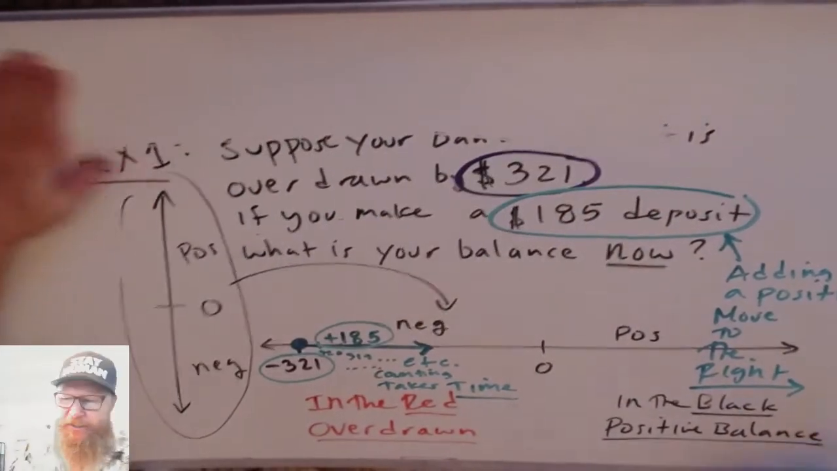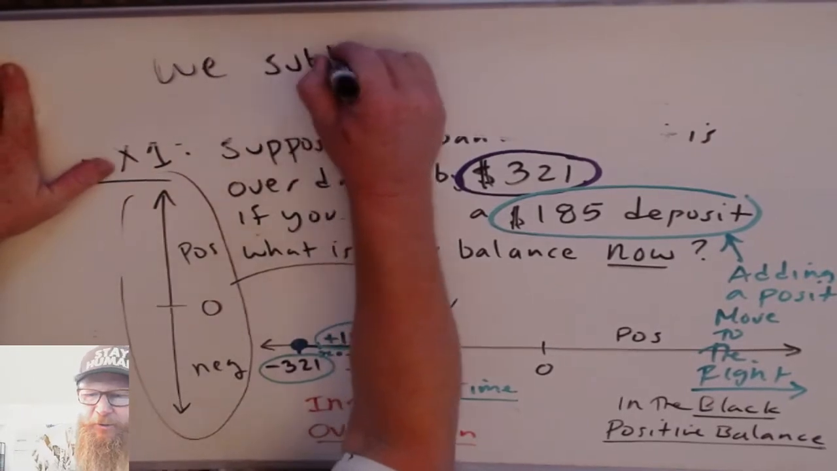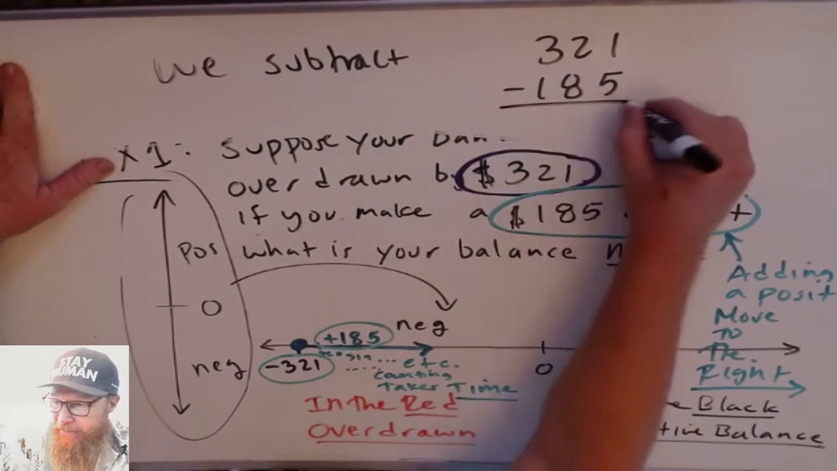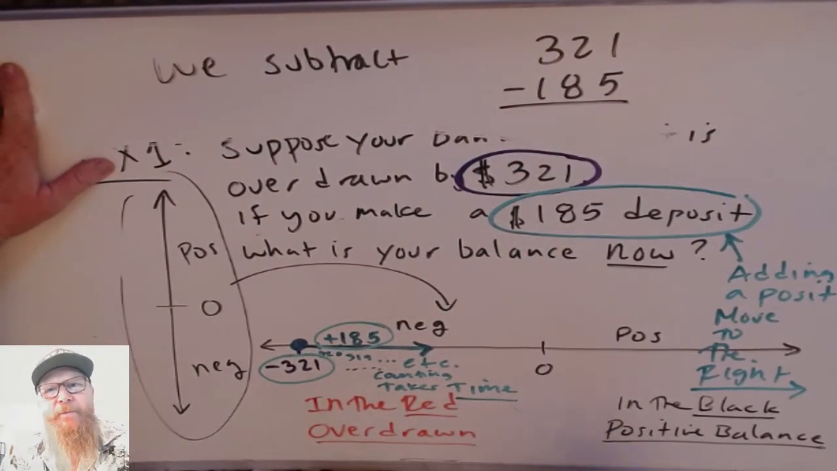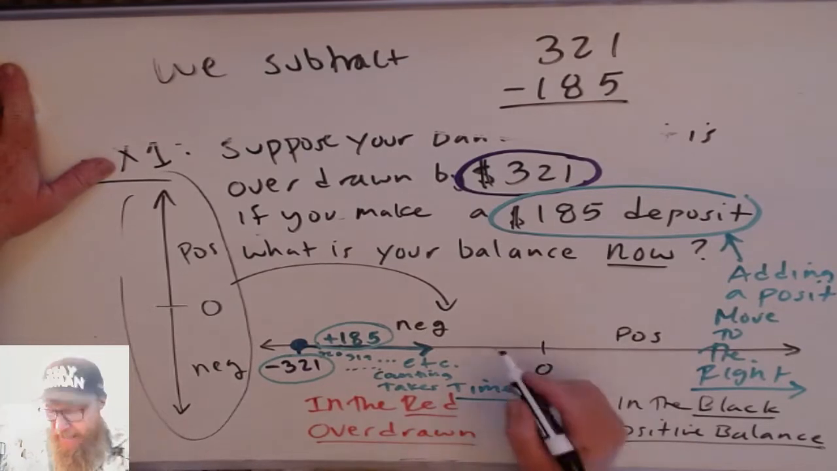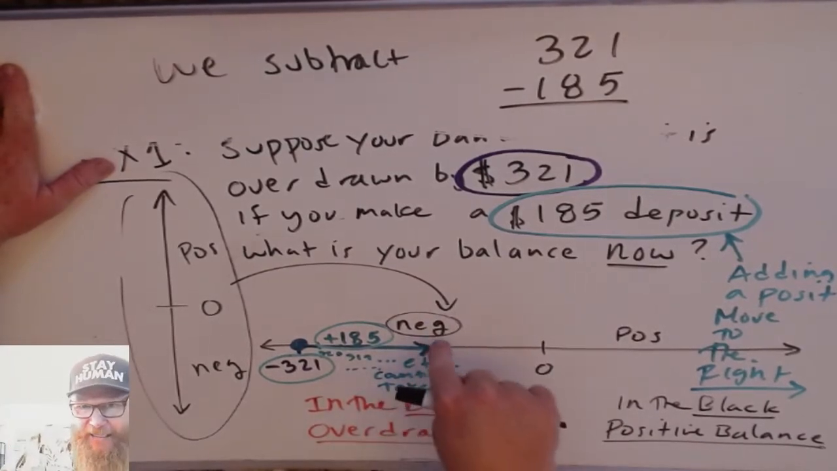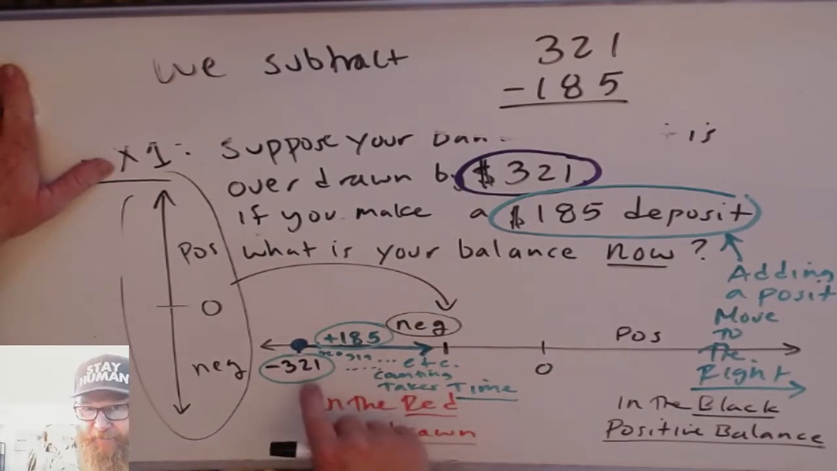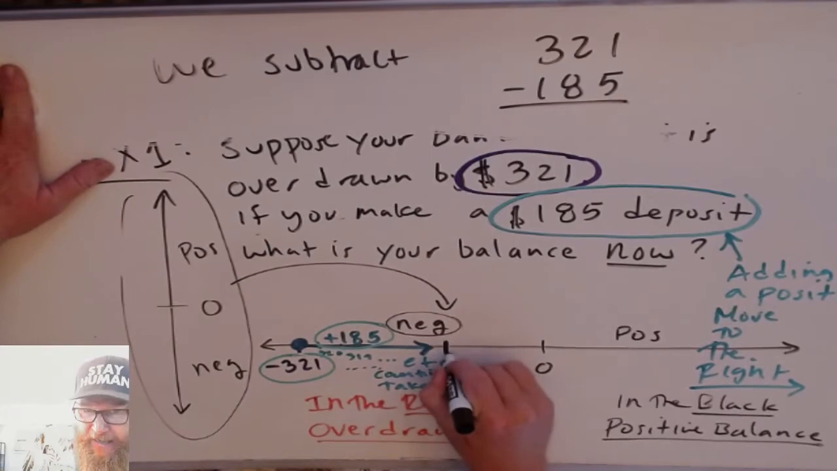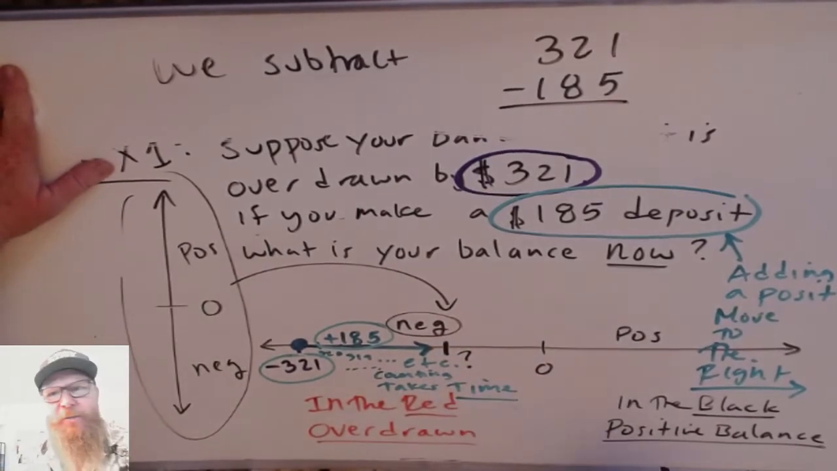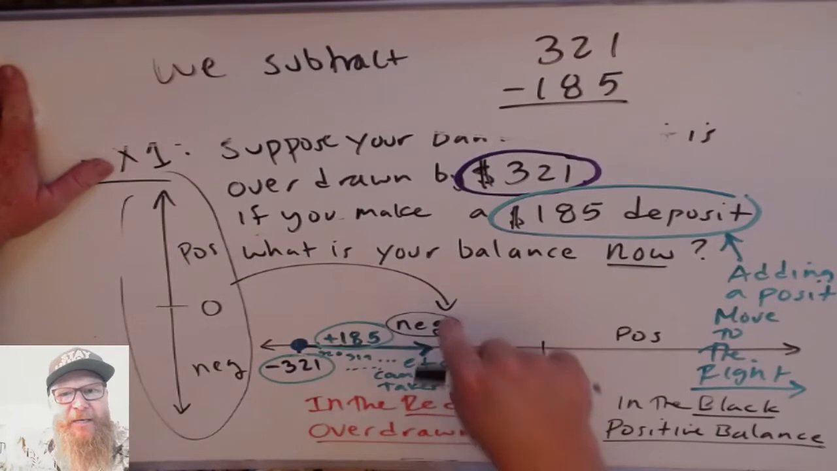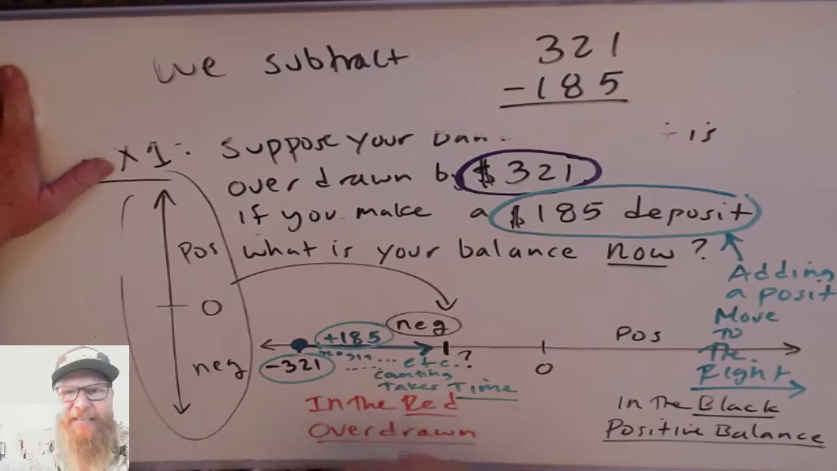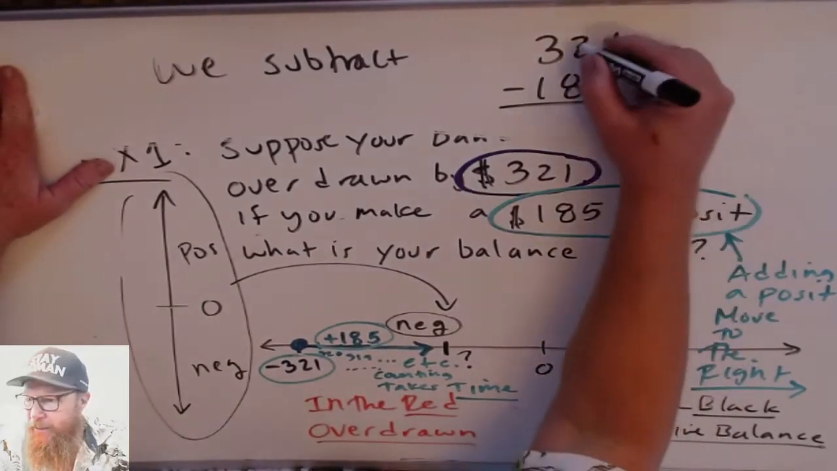And so the way we're going to do it is we're going to subtract 185 from 321, and then because we are still in the negatives, when I've subtracted 185 from 321, this is where I'm going to end up. I don't know where that is yet. Let's put a question mark here. But I know that that's still going to be negative, because 185, its absolute value, is less than 321. So I'm going to go ahead and subtract.